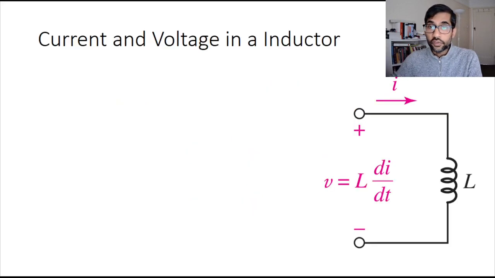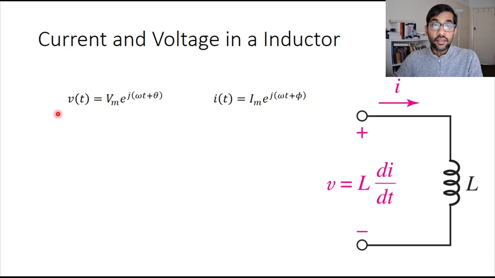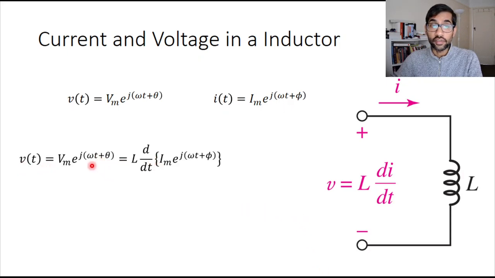Okay, so we know the voltage and current relationship through an inductor. Voltage is given as L di over dt, and let's say our voltage is defined by this complex exponential and the current by this complex exponential. Let's now put it in this equation, right? So the complex exponential voltage is equal to L di over dt, and i is given by this complex exponential.